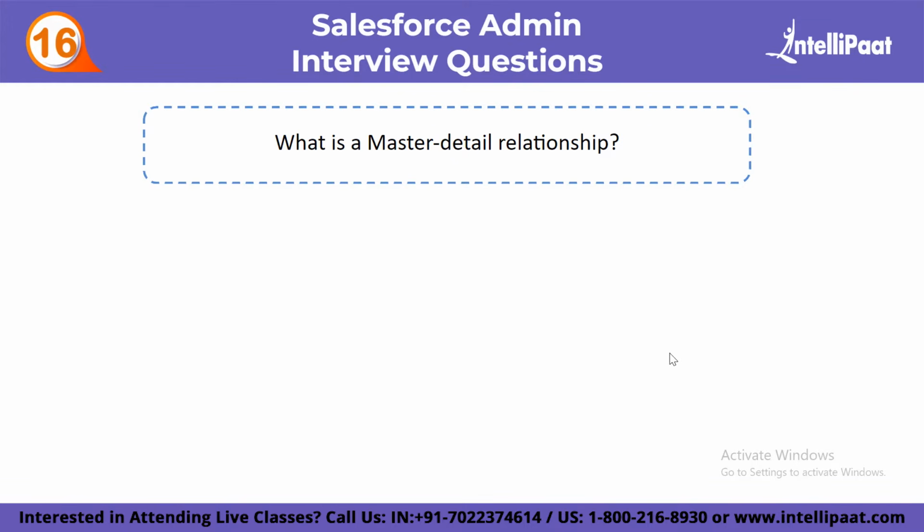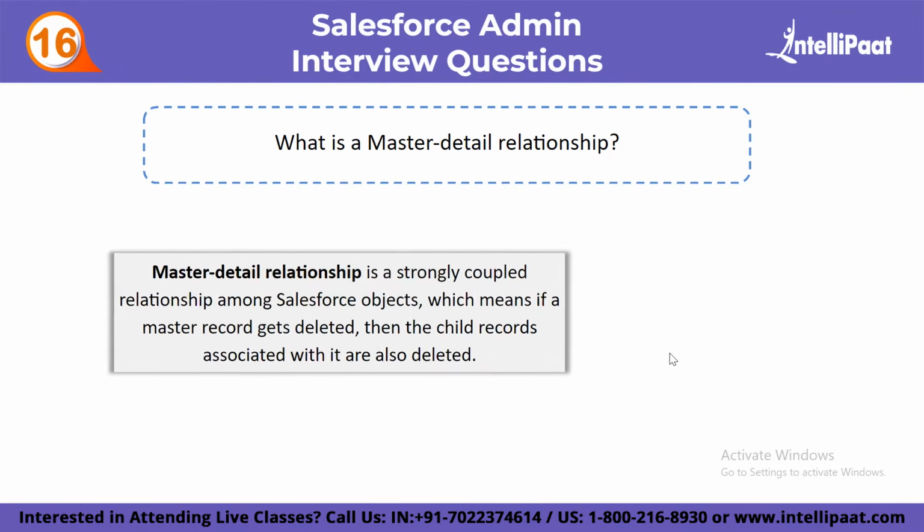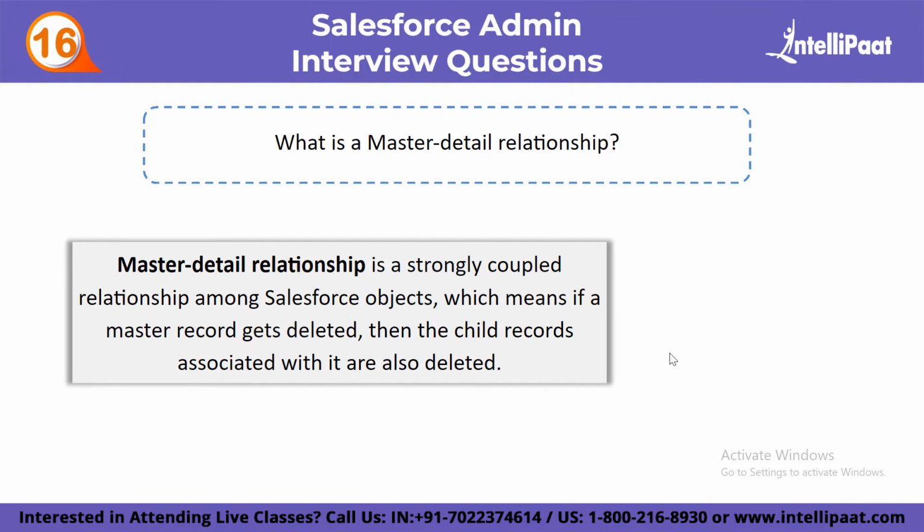The next question is, what is a master-detail relationship? And the answer is, a master-detail relationship is a strongly coupled relationship among Salesforce objects, which means that if a master record gets deleted, then the child records associated with it are also deleted. Data from these objects can be joined in one report using master-detail relationships: the master object, the detail object, and the other lookup object. I hope you are clear with it. Now let's move forward and discuss the next question.